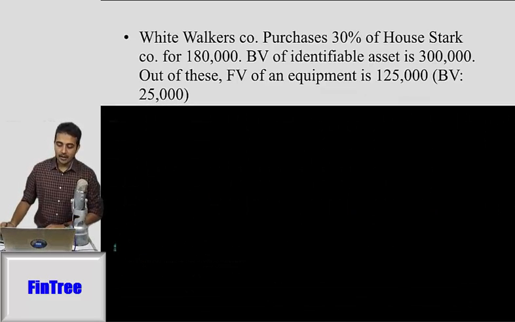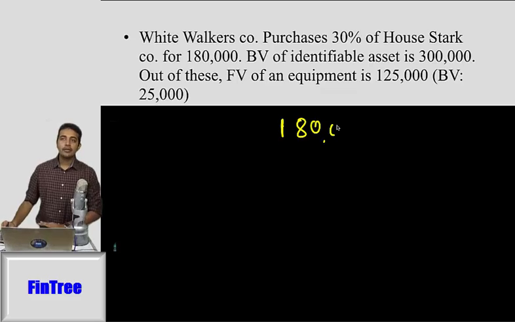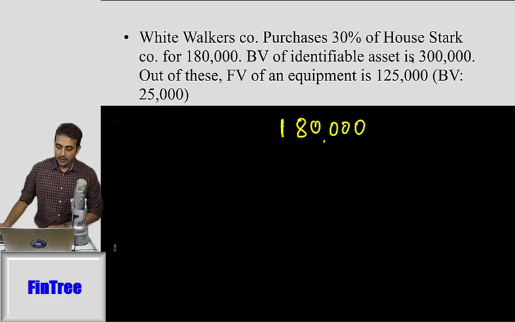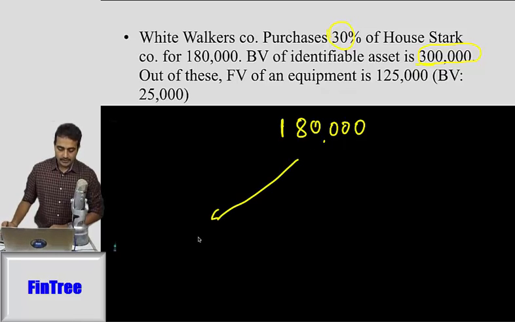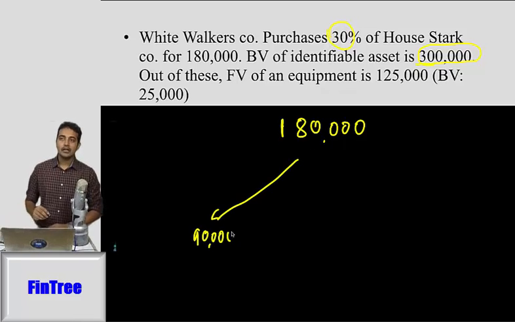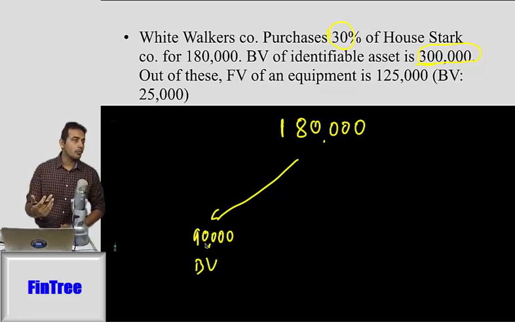So first, what is the amount we have paid? Amount is 180,000. This we have to divide into different components. What is the book value of the investee? Book value means value as per the balance sheet. So book value is 300,000, but we are buying what stake? 30%. So 90,000 gets assigned to the book value. So what you're essentially saying is out of 180, 90 is paid towards book value.